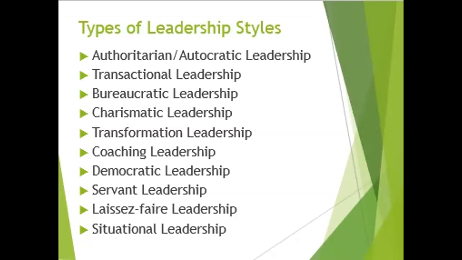These are the negative ones. They're defined by control, short-term planning, and the reward and punishment system. Our bureaucratic style relies on a clear chain of command, strict regulation, and conformity by the followers. As the name implies, this leadership style is commonly found in government entities, the military, and public organizations.